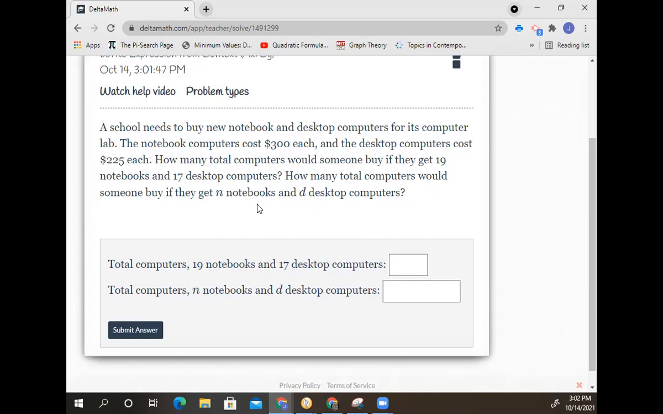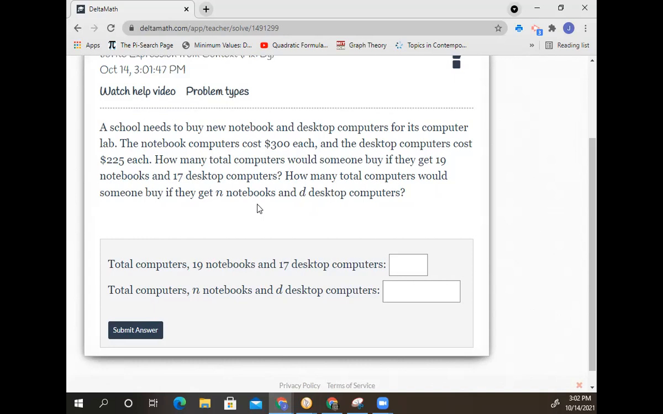Now this one is tricky because they actually give me too much information, okay? So they gave me prices for these different types of computers, right? But then the question is, how many total computers am I buying? The question is not about cost, so I don't care how much each of these cost. That's what makes this one tricky. They gave me that information and I don't need it, okay?